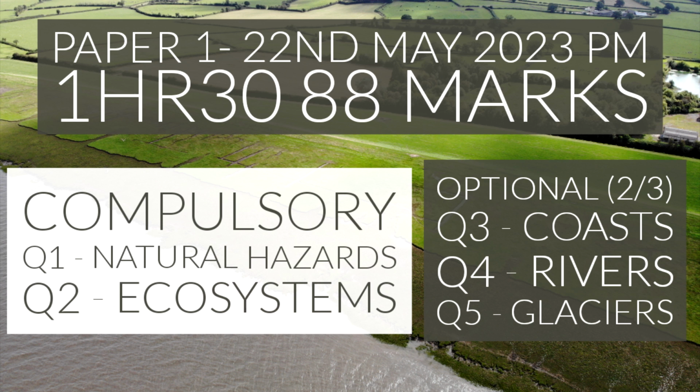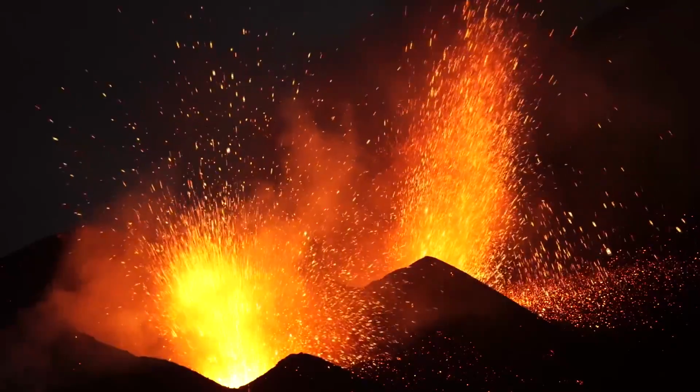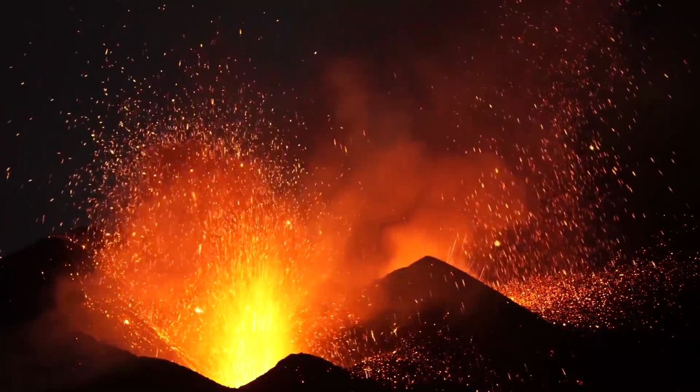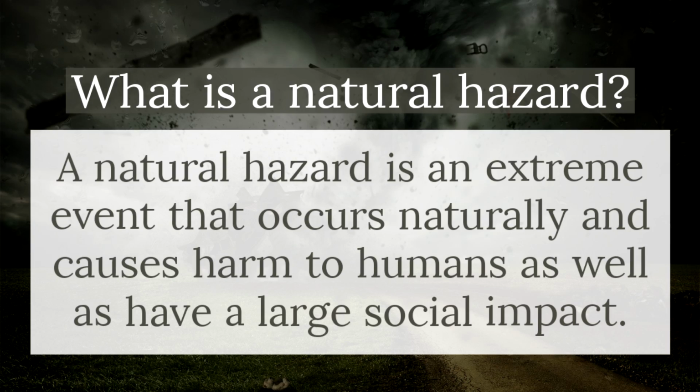The first thing I always suggest to my students is to read instructions on the cover sheet carefully before skimming through the entire paper. You will start with section A, the challenge of natural hazards. The section will contain a variety of different questions from multiple choice all the way up to a 9 marker with SPAG marks available. So these are the main topics you need to be revising for section A.